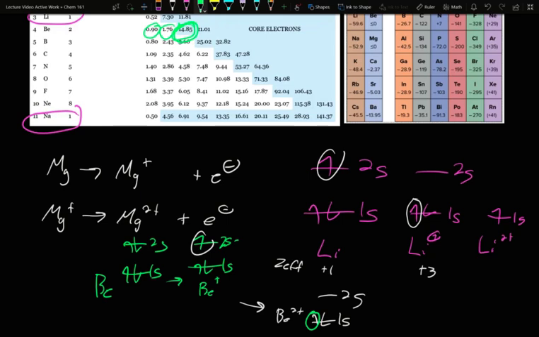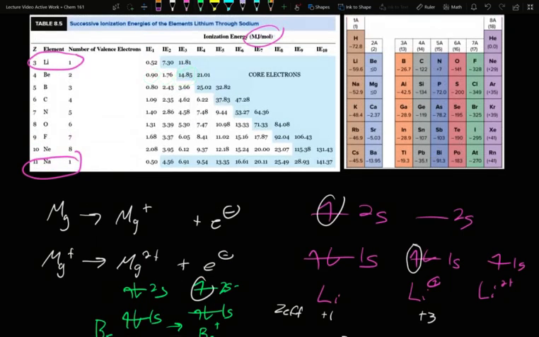I would have to drop down to an orbital influenced by a higher Z effective. As a result, it massively increases our energy. Taking valence electrons is easy. Taking core electrons is very difficult. So we see repeatedly here, as you go from your valence to your core, the energy jump is massive.